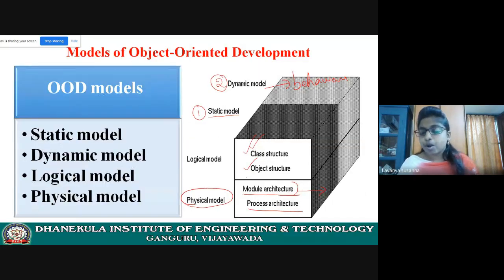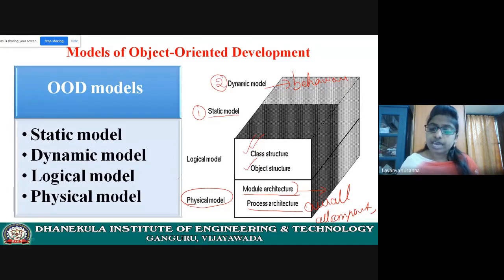Next, process architecture. It represents the overall architecture of the system, which includes all components of the system, all processes. It will include all the users who will use the system.